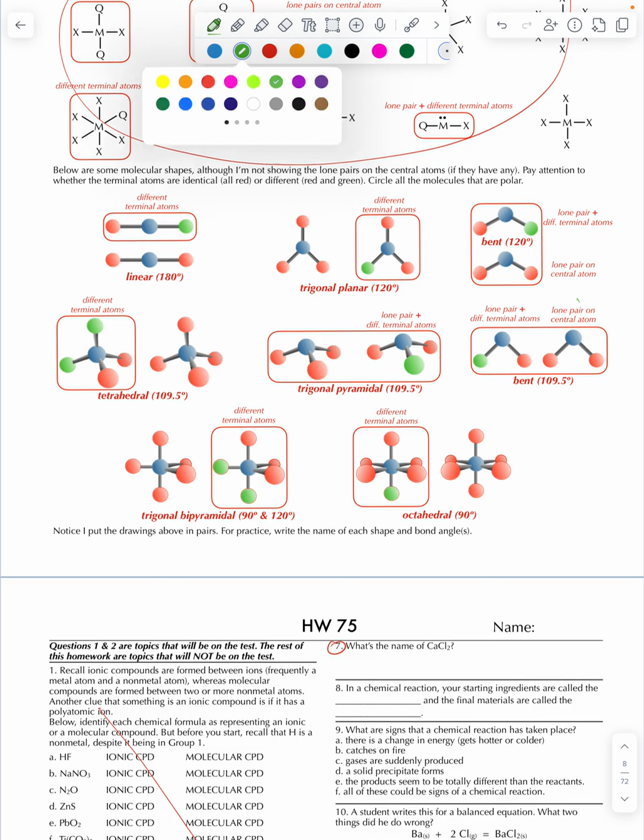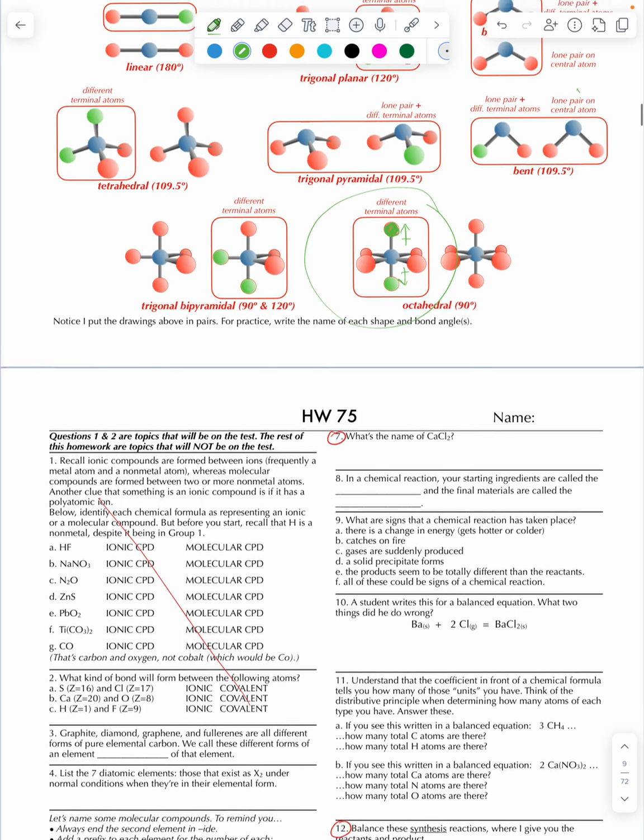Now, what I was saying is I could be really tricky. And let's say that I was doing this last one here, and instead of drawing that one, which you can see is polar, what if I made that top one green? Like that. Is that polar or nonpolar? Well, that would be nonpolar. Whatever the bond polarity is here, it's going to be canceled by the bond polarity there, and then it's nonpolar overall.